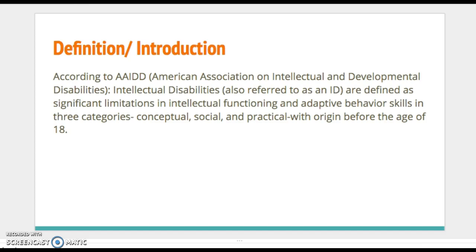So conceptual skills, those are things like language, reading, writing, those kinds of things. Social, those are just kind of communication sort of things. And then practical, those are just things like safety, things that you need to know. With people with an ID, their functioning towards those kinds of things is limited.